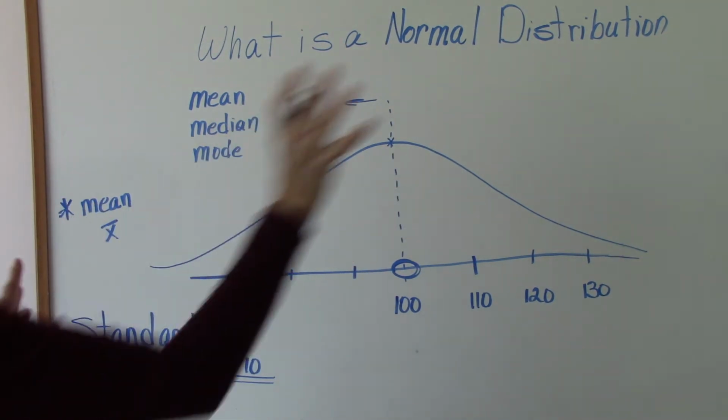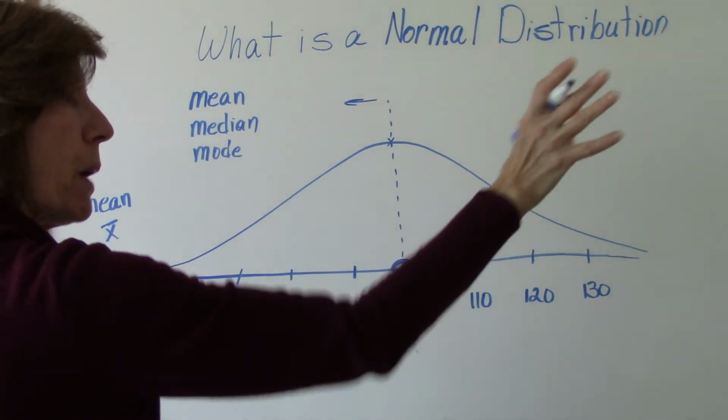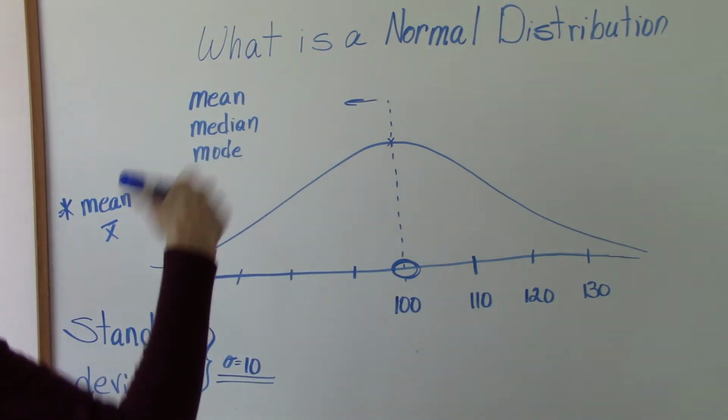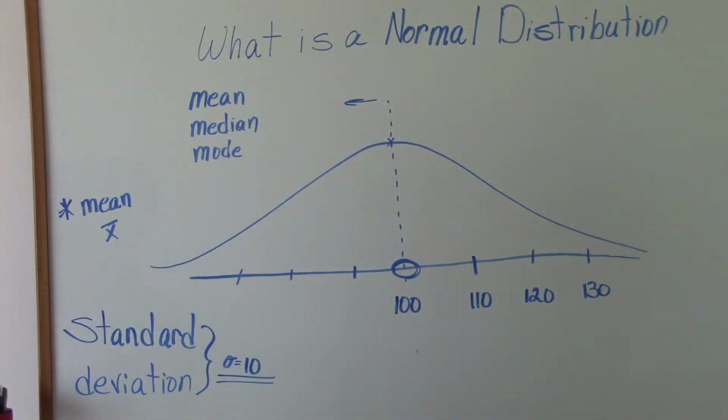It's like a number line. When you move to the right, you're heading towards positive. To the left, you're heading towards negatives. So you're adding to the right, you're subtracting to the left.